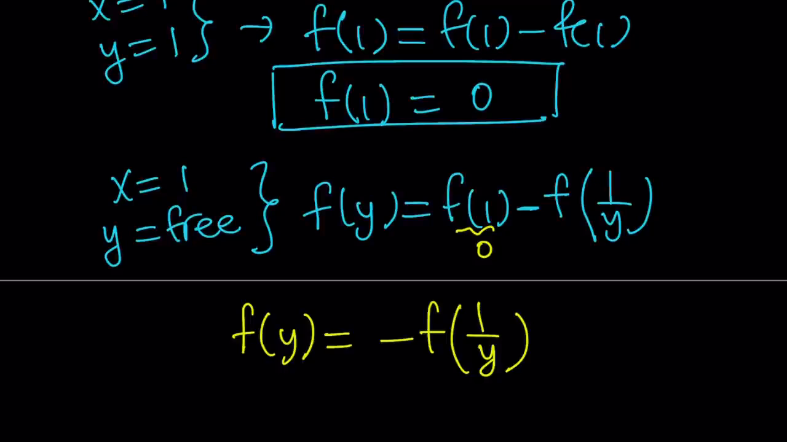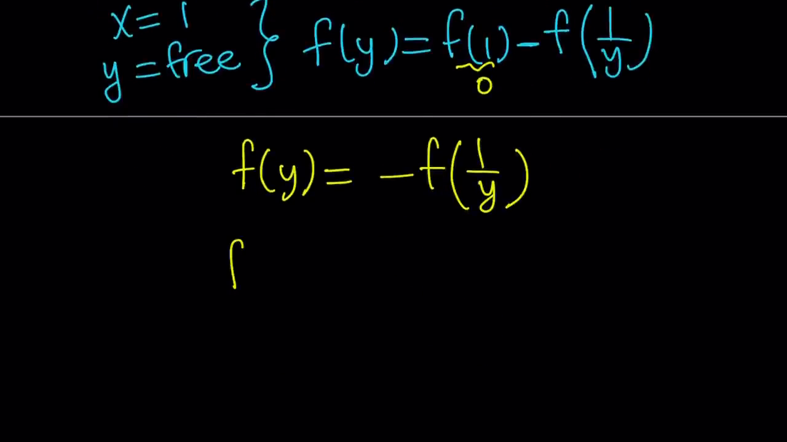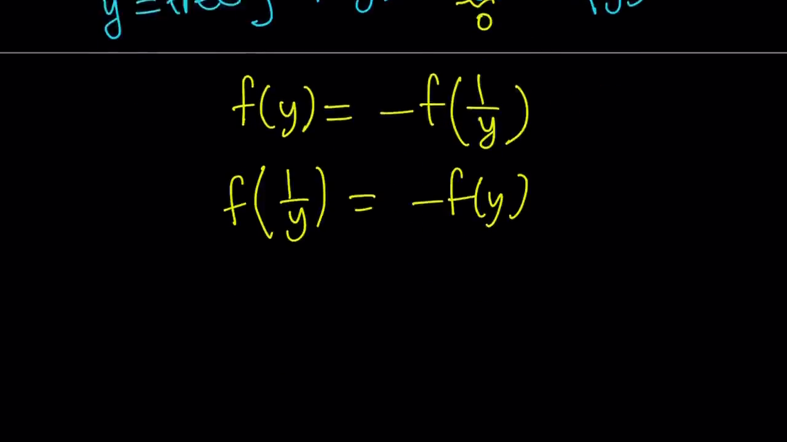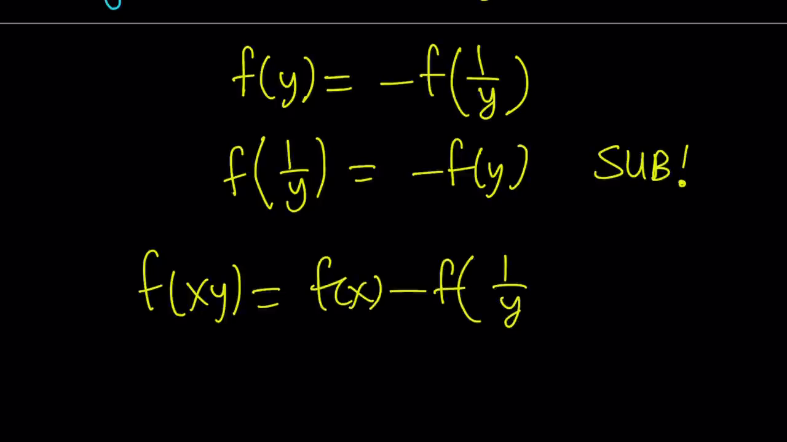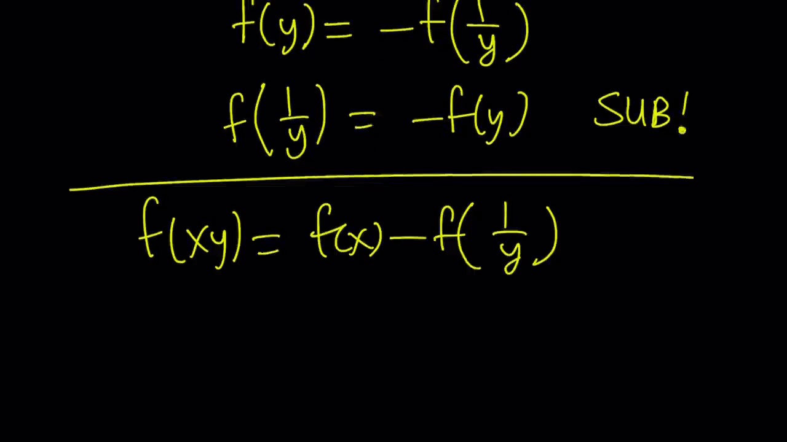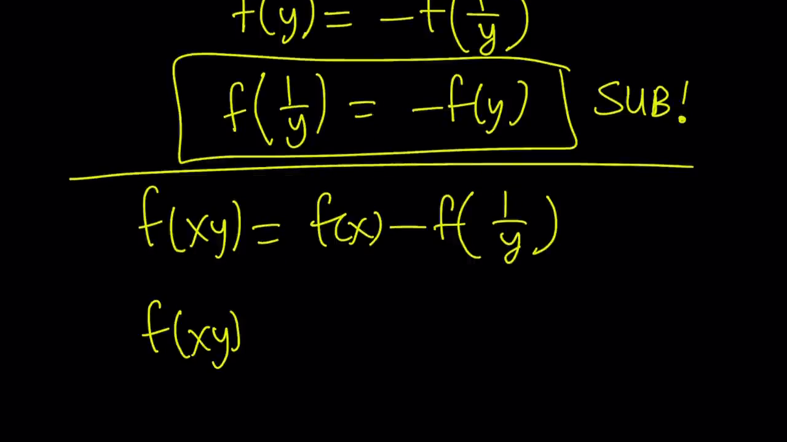So we're going to substitute something here, but notice that in our original problem we have f of 1 over y. So let's go ahead and isolate that. F of 1 over y can be written as negative f of y. So now let's go back to the original equation and substitute this. We have f of xy equals f of x minus f of 1 over y. And now we're going to replace f of 1 over y with this. And since it's a negative, it's going to be a double negative, and it's just going to be a positive, right?